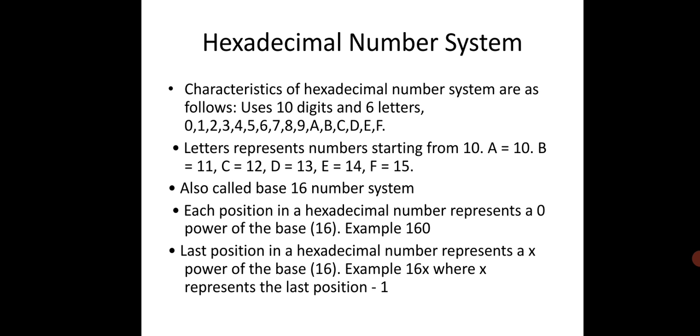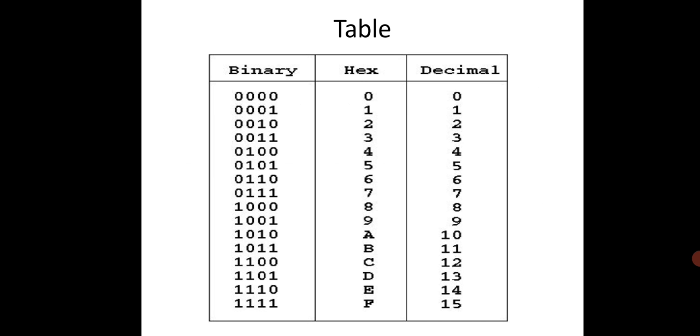So the letters represent numbers starting from 10, and the base of the hexadecimal number system is 16. Each position in hexadecimal number represents a power of the base. This is the table for binary, hexa and decimal. So from decimal 0 to 15, the hexa will be 0, 1 up to 9, and after that we denote it as A, B, C, D, E, F.